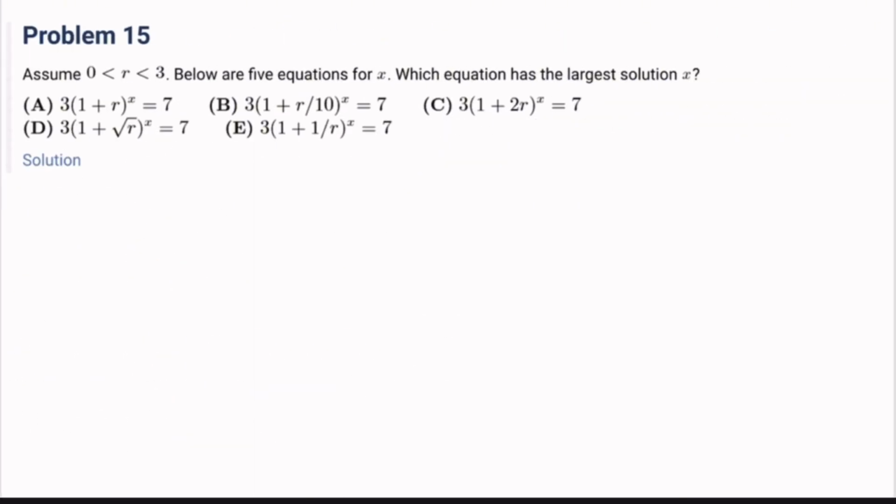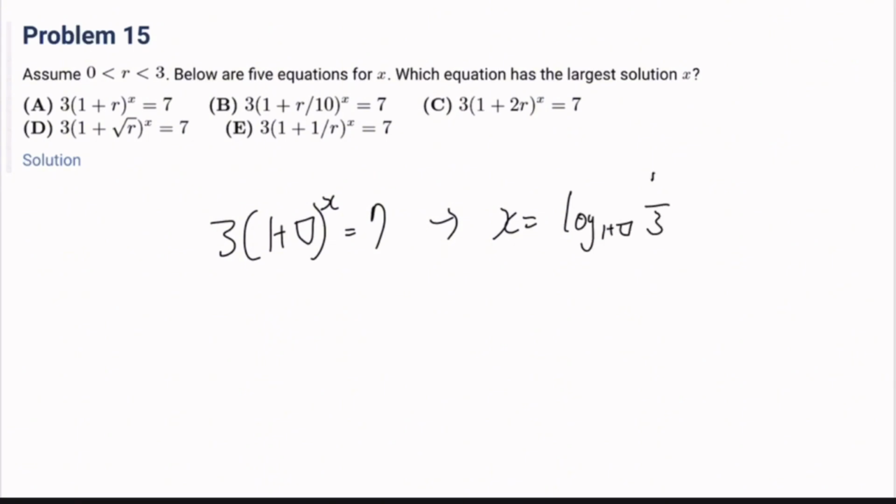Number 15, assume r is between 0 and 3. Below are 5 equations for x. What equation has the largest solution x? Okay, so if we look at all of these, we can see that they all have the form 3 times (1 plus something) to the x power equals 7. This means x equals log base (1 plus something) of 7 over 3. And so for this to be the largest, that something has to be smallest.